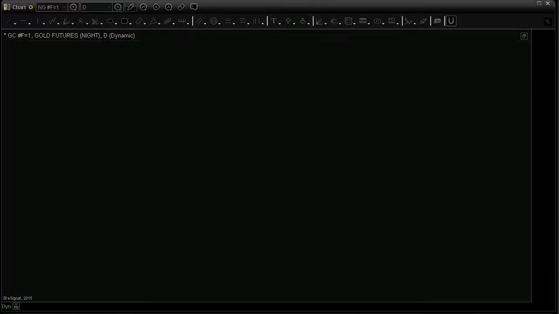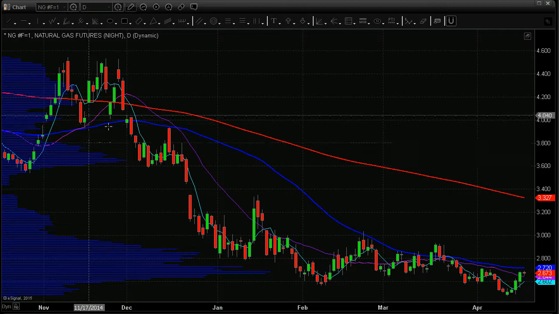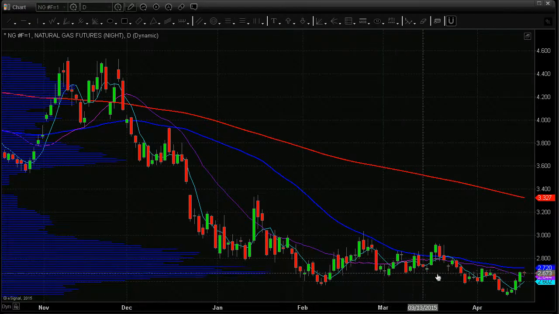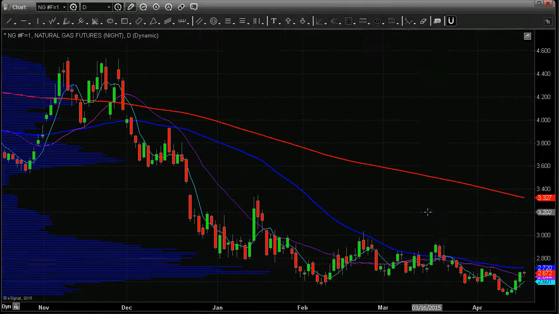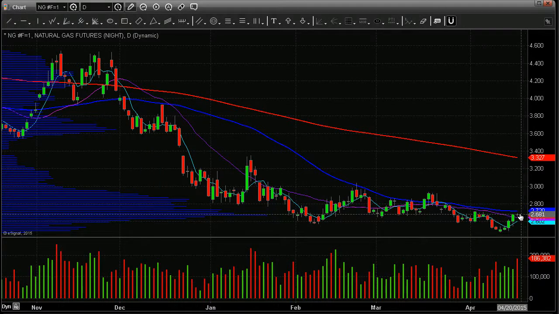Looking at natural gas, here's the natural gas daily chart. It's been in a strong downtrend, but it's been losing its downward momentum, slowly moving into a sideways formation. We've had a nice rally here the last few sessions. Let's see what the volume is. We've got some half decent volume here. We are trading at resistance. We've got some pretty good volume going on today.